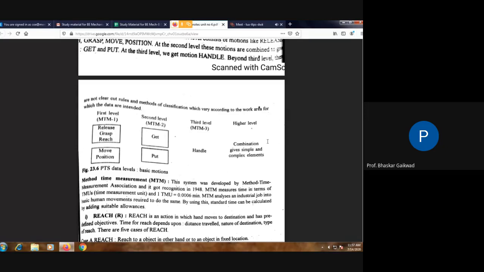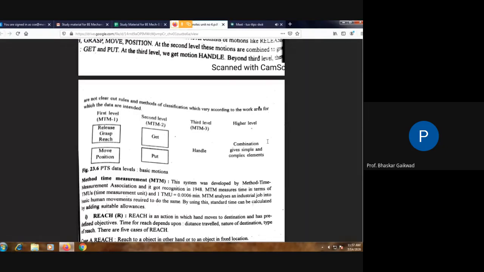MTM analyzes industrial jobs into basic human movements required to do the same. The basic motions we have to measure in terms of TMU, and that we have to add. This will become a time that is normal or basic, and in that we have to add the allowance to become standard time. So which motions are there here? Reach, move, turn and apply pressure, grasp, position, release, disengage, gait, foot.